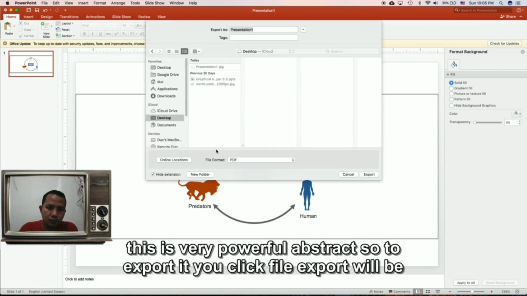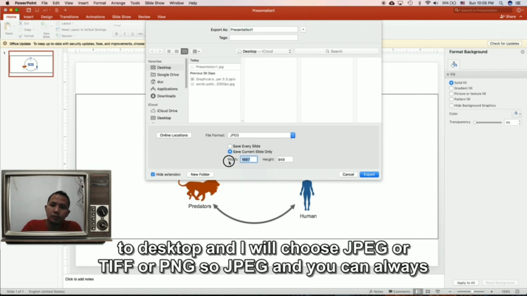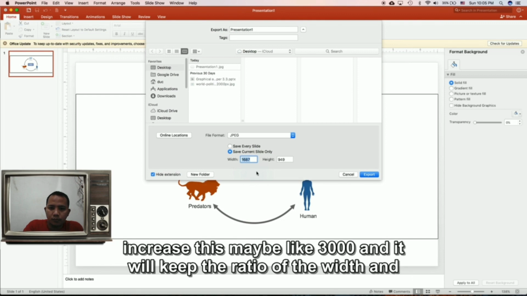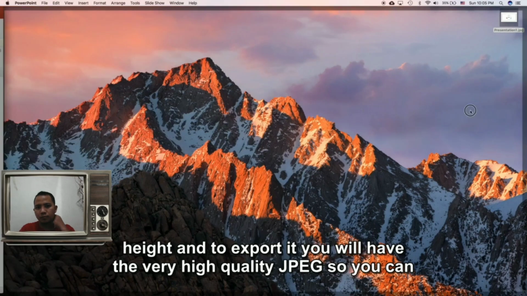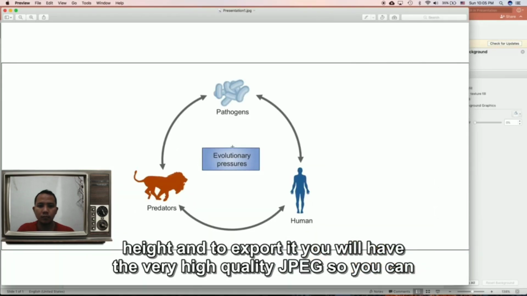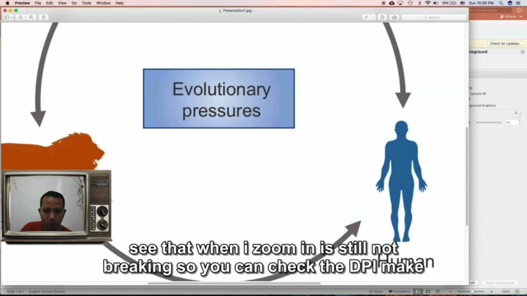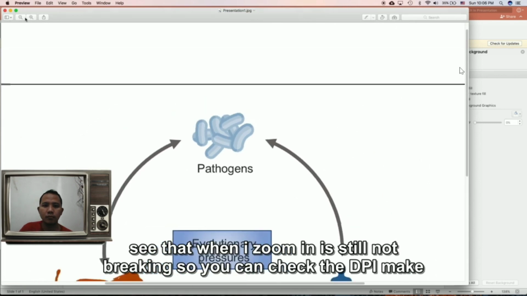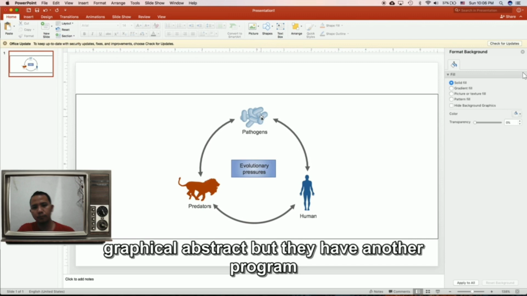So to export it, you click File, Export, move it to desktop, and I will choose JPEG or TIFF or PNG. So JPEG, and you can always increase this, maybe like 3000, and it will keep the ratio of the width and height. And to export it, you have a very high quality JPEG. When I zoom in, it's still not breaking. You can check the DPI, make sure it's 300 DPI. So this is how you can manually create the graphical abstract.